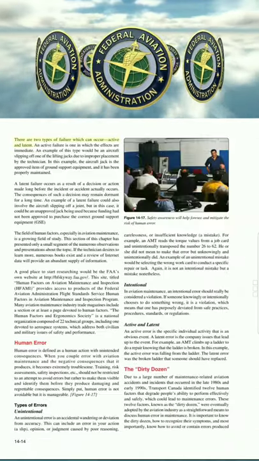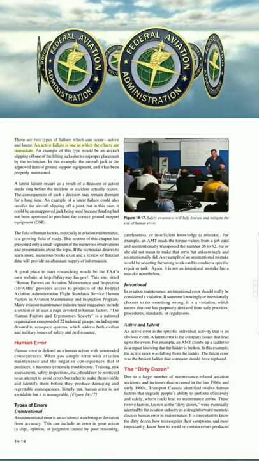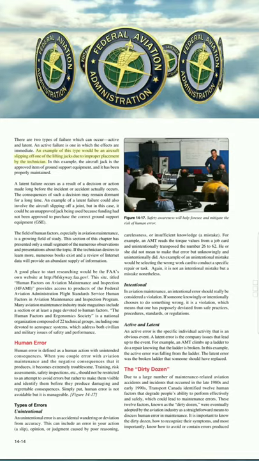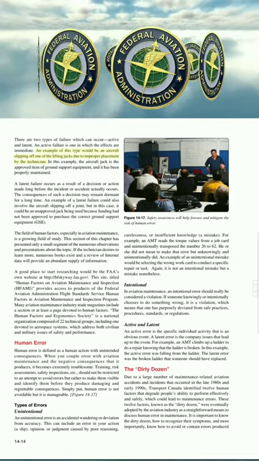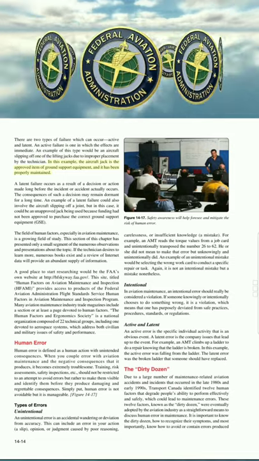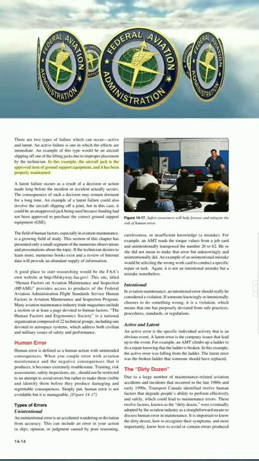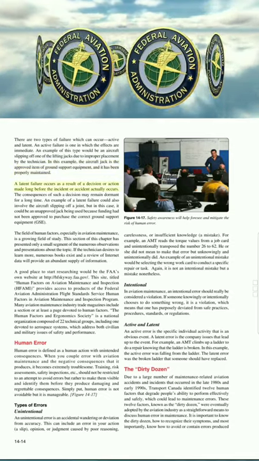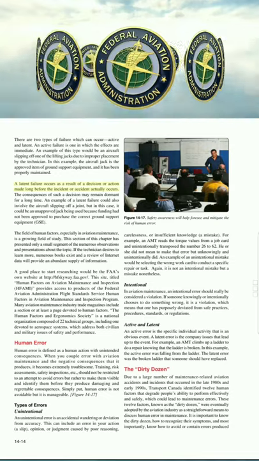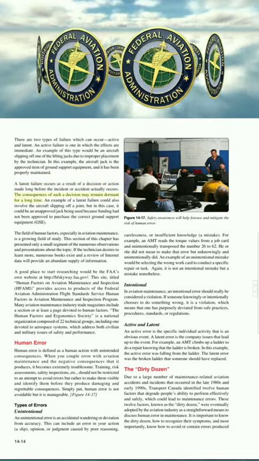Figure 14-13. There are two types of failure which can occur, active and latent. An active failure is one in which the effects are immediate. An example of this type would be an aircraft slipping off one of the lifting jacks due to improper placement by the technician. In this example, the aircraft jack is the approved item of ground support equipment, and it has been properly maintained. Latent failure occurs as a result of a decision or action made long before the incident or accident actually occurs. The consequences of such a decision may remain dormant for a long time.